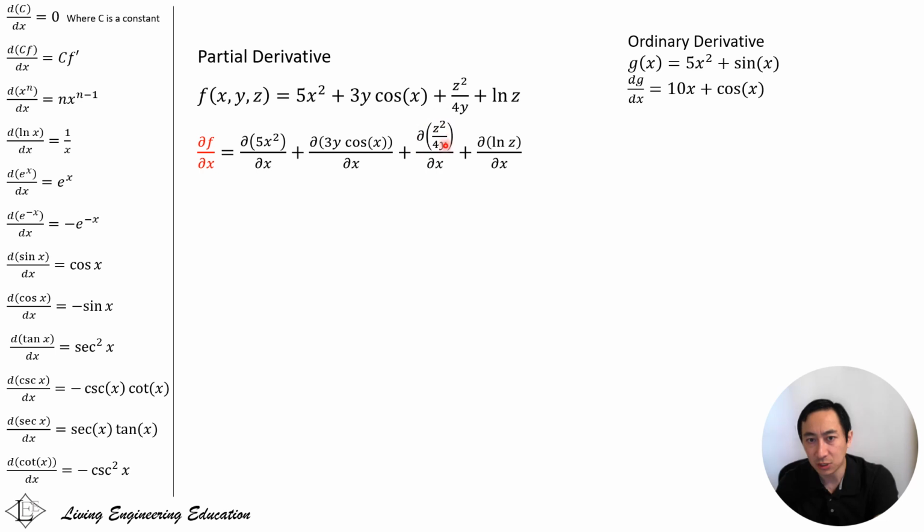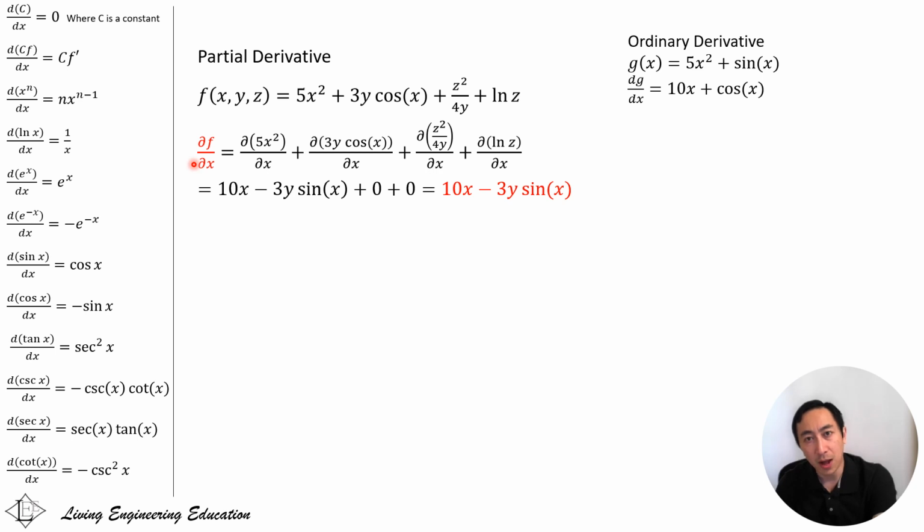Over here, I have z squared over 4y. I have no x terms, so this whole thing is a constant. What's the derivative of a constant? It's equal to 0. So this term will be equal to 0. Similarly, I have a natural log z term here, no x values, so this term will also go to 0. So I'll get 10x from this term, I get a negative 3y sine x from this term, this term gives me 0, and this term gives me 0. So we simplify this to 10x minus 3y sine x. And that's my partial of f with respect to x.